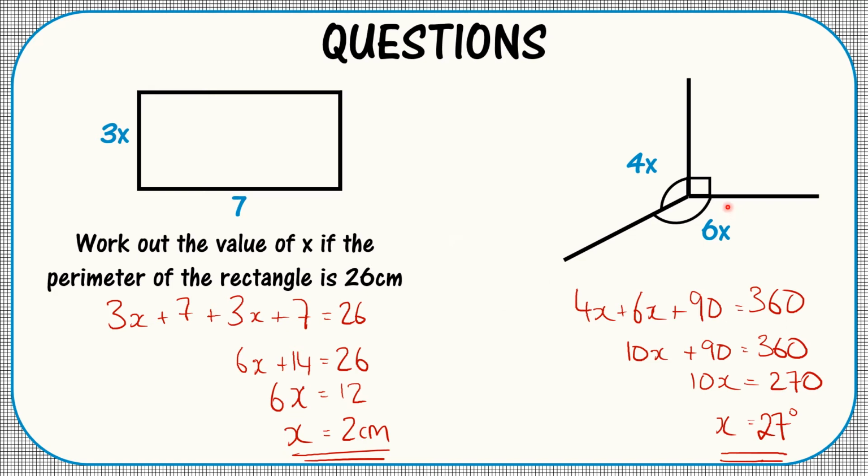In this next example, it says work out the value of x. What you need to know is that the angles around a point add up to 360 degrees. So this 4x plus 6x plus this right angle, which is 90 degrees, would give us 360. You tidy this up, 4x plus 6x equals 10x, plus 90 equals 360. Take the 90 to the other side. 10x equals 360 minus 90, which gives us 270. Divide both sides by 10. x is equal to 27 degrees.